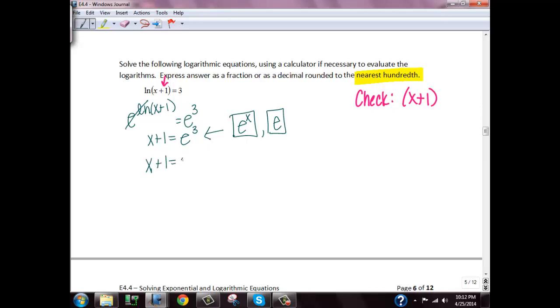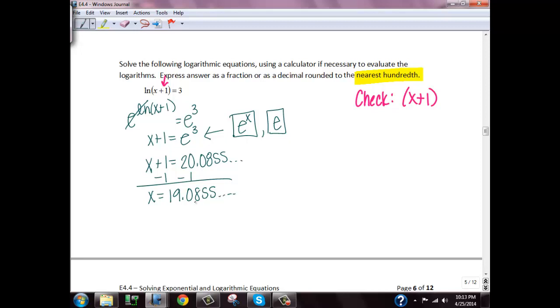E to the third power gives you something like 20.0855 and some more stuff. And then to go ahead and solve for x, I just subtract 1. When I subtract 1, that gives me 19.0855 and some more stuff.